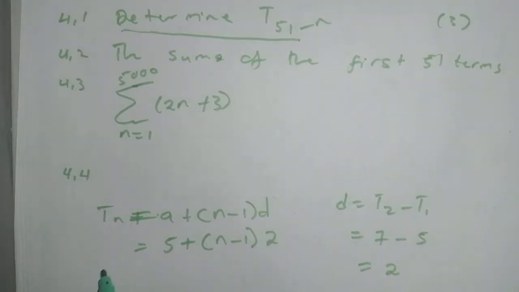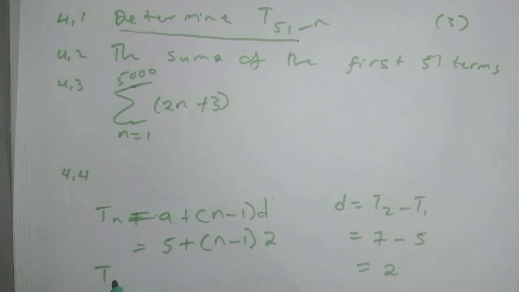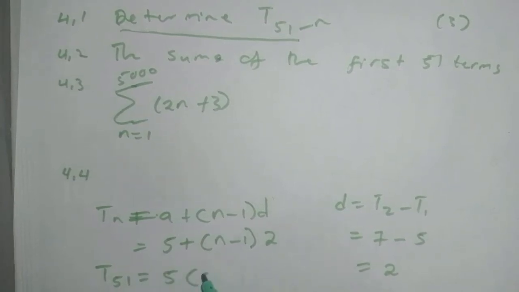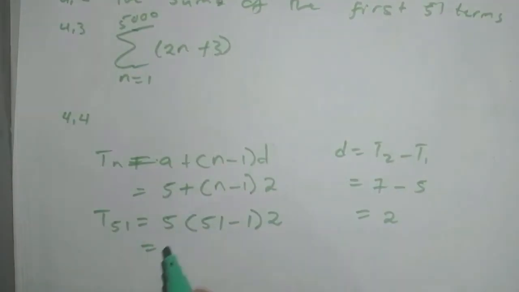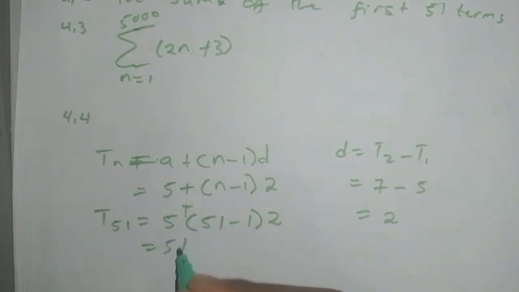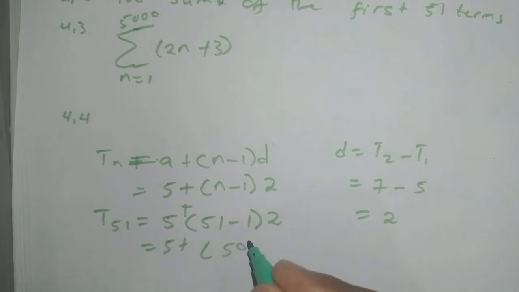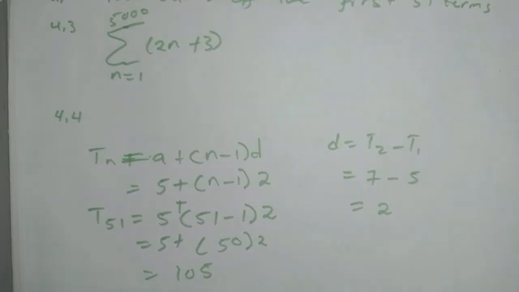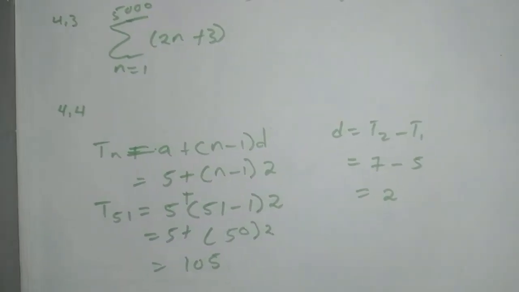They said we need to calculate T51, which equals 5 plus (51 subtract 1) times 2. This is 5 plus 50 times 2. I believe all in all it will give us 105.